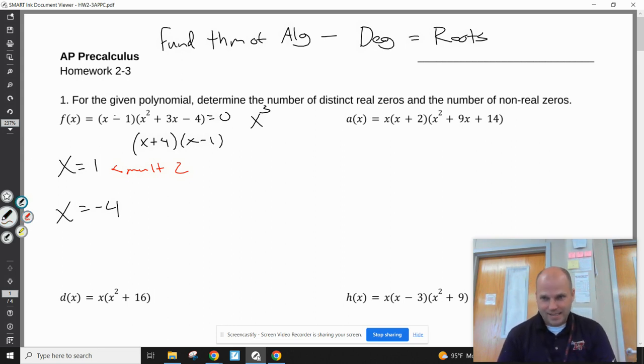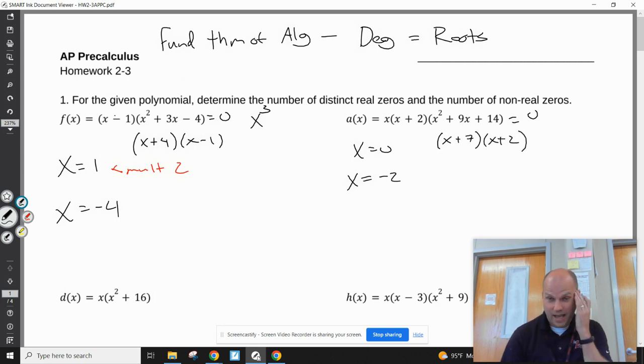Remember, when an x is all the way factored out, x equals 0 could be a zero. Here we got x equals negative 2. I'm hoping I could factor. I can. X plus 7, x plus 2. Oh, hey, look at that. X plus 2 occurs twice. That means this has a multiplicity of 2. And x equals negative 7.